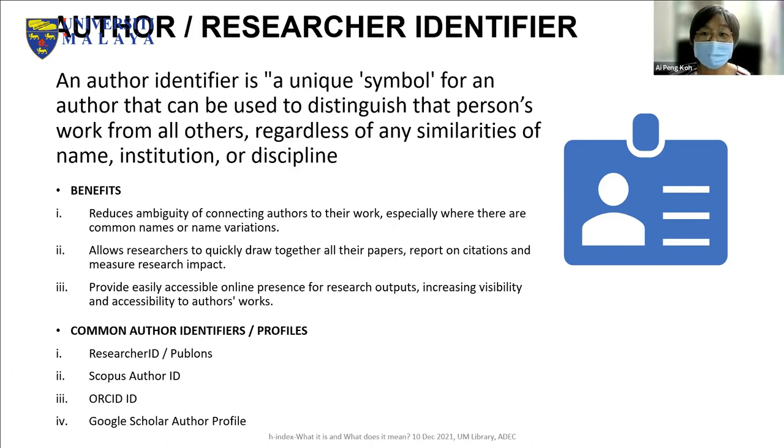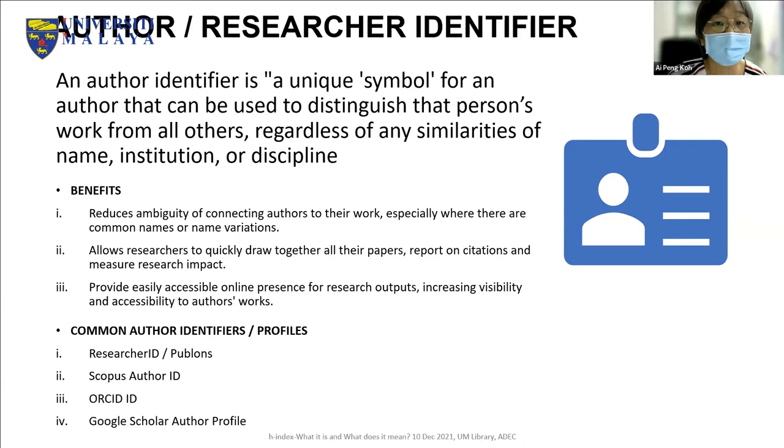So what is an author or a researcher identifier? In order to enhance your academic visibility and profile, your author or researcher identifier is very important. Besides that, there are scholarly collaboration networks, such as ResearchGate, Academia.edu, or Mendeley. So these are two components that will enhance your academic visibility and profile. The author or researcher identifier is one of the components and it's very important.